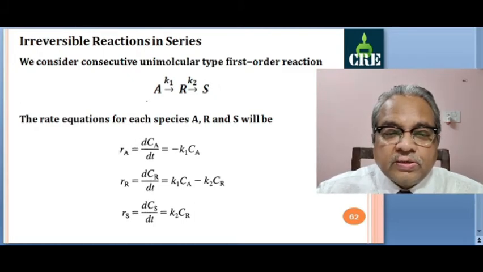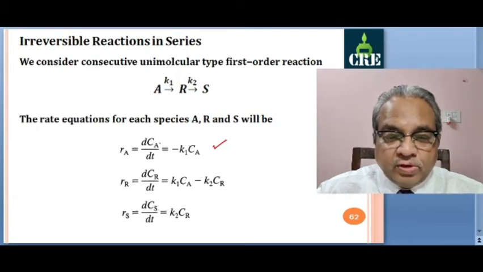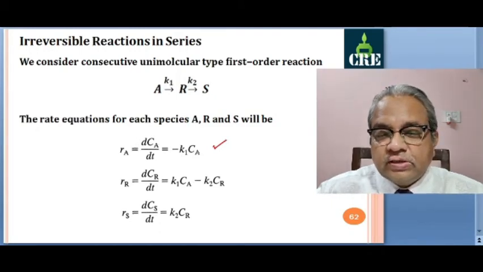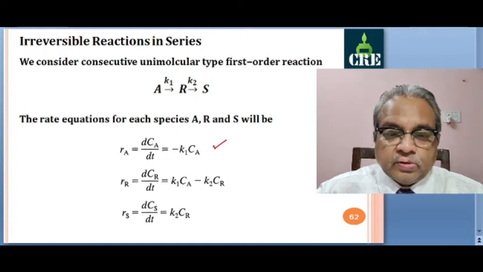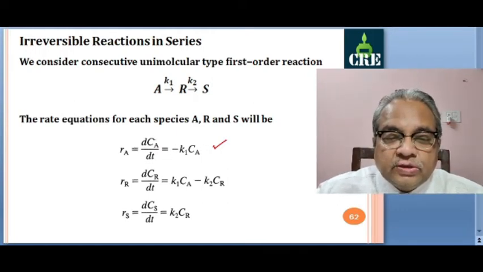So here if I write minus RA, rate of disappearance of A, minus dCA by dt is equal to K1CA. If I want to write it conventionally in the form of dCA by dt, so minus sign I have taken on this side. So dCA by dt with plus sign is minus K1CA. A is consumed, so A will never be formed, but as a convention I have just changed the sides. Sign change is there. So dCA by dt is equal to minus K1CA, and both reactions are first order.